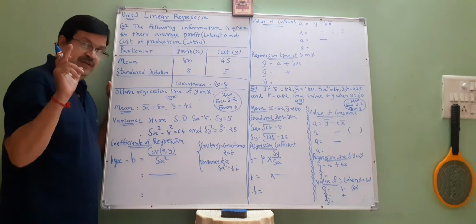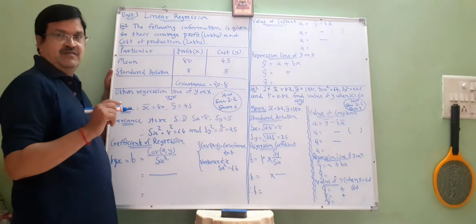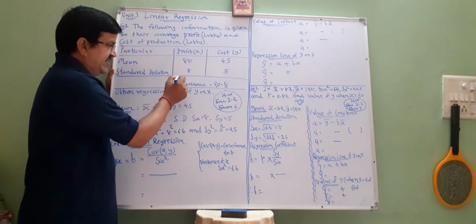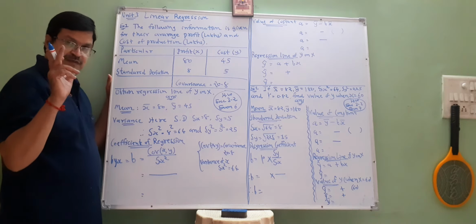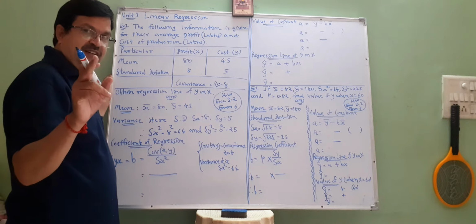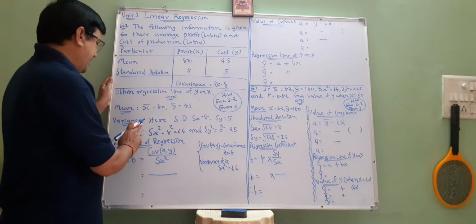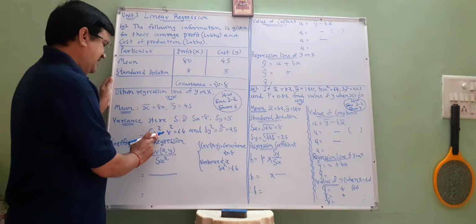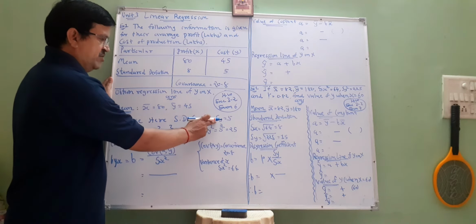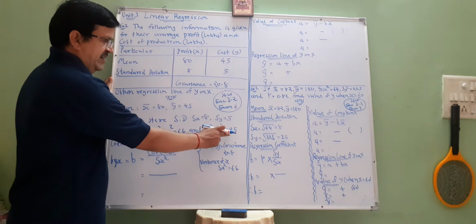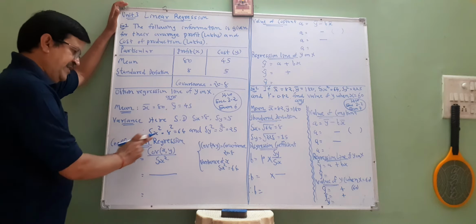You can remember one thing I have mentioned: when covariance is given, variance is taken into notice. Once again, when covariance is given, you have to consider variance. So variance of x, Sx square, is 8 square, 64, and variance of y, Sy square, is 5 square, 25.